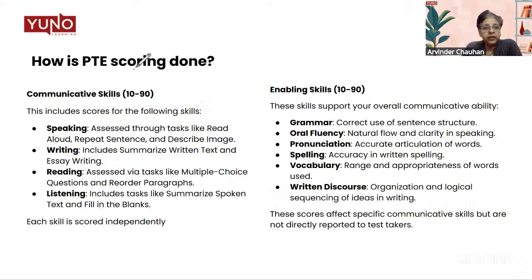How is the scoring done? In communicative skills, 10 to 90. And there are enabling skills, which are 10 to 90. What does the communicative skills include? It includes scores for the following skills: speaking, writing, reading, and listening. Let's have a quick look at what goes into each one of them.